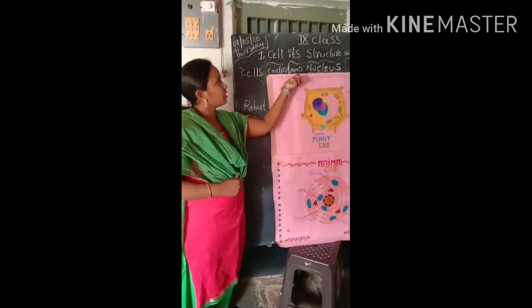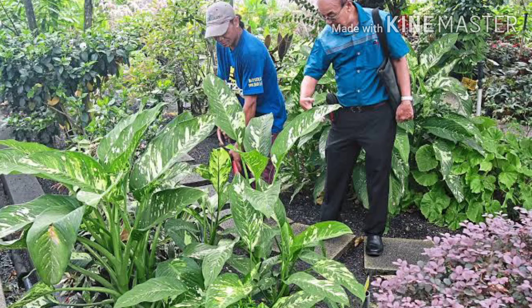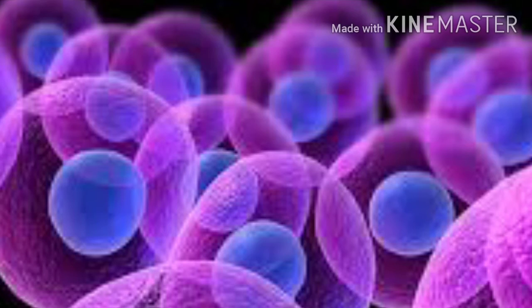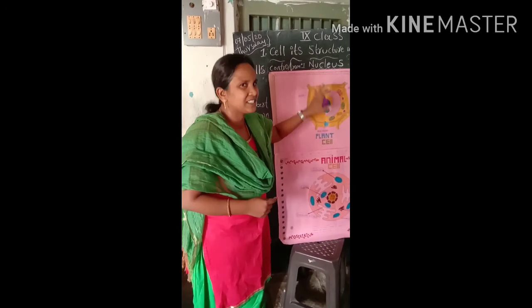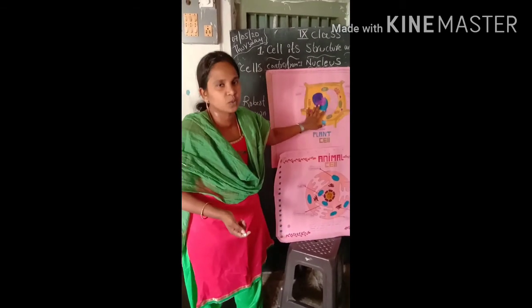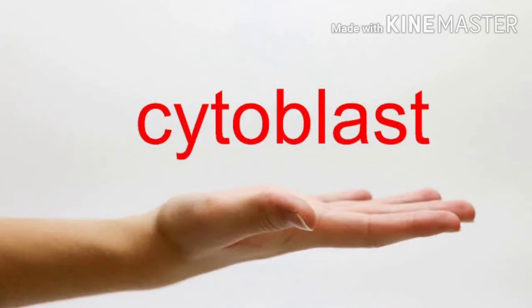Next, Schleiden is one of the botanists. A botanist is one who studies plants and their detailed structure. Schleiden is one of the botanists who proposed the cell theory. He thought the nucleus is responsible for the origin of new cells, that new cells are created from the nucleus. This process is said to be cytoblast. Here cytoblast means the nucleus, which is the creator of the new cell.